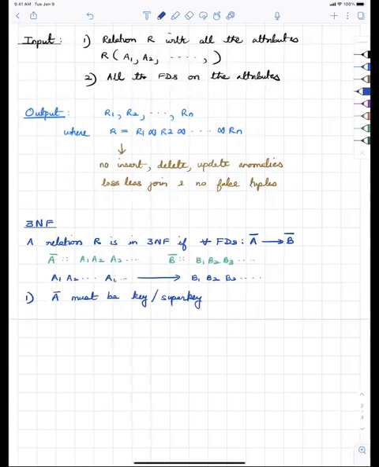Okay, so we did super keys in the last class. A super key is just a key with some more attributes thrown in. It's not a minimal key. So if you have a functional dependency, then A must be the key or a super key, or B must be a prime attribute.